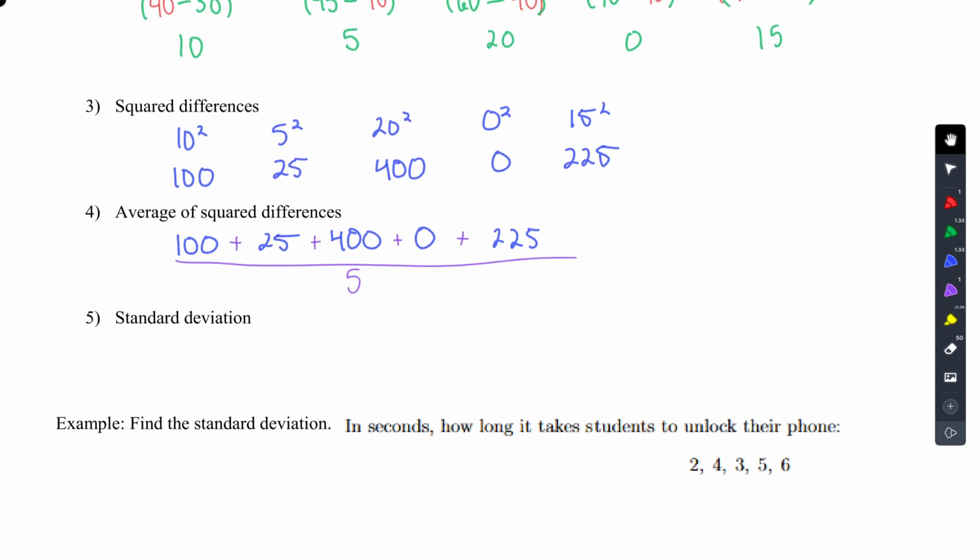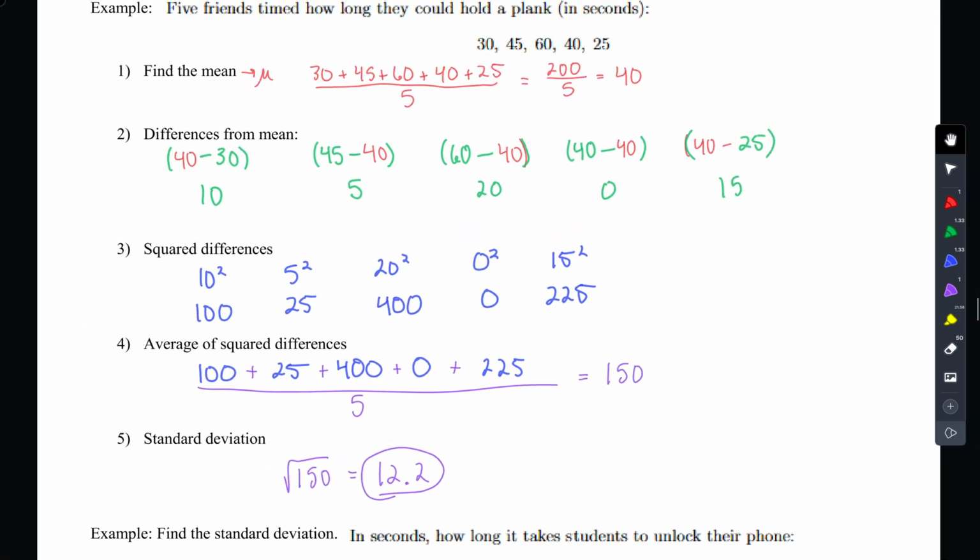Now you add them all up, divide by 5, and you get a ripe old number of 150. Okay. And the standard deviation of that is when you square root it. So you're going to square root 150. So you get about 12.2 for your answer.